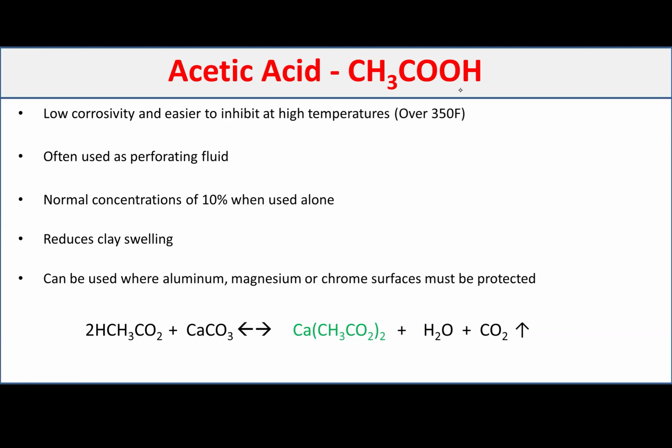The second one, acetic acid, from corrosion point of view and from strength point of view, is the lowest one compared to formic and HCl. It can be inhibited up to 300 Fahrenheit, 350 Fahrenheit formation without any issue. That's a very high temperature to use it. And again, you can use it also in 10% concentration. So usually 9-10%, that's a typical recommendation for acetic acid.